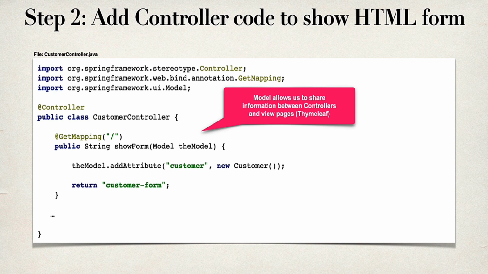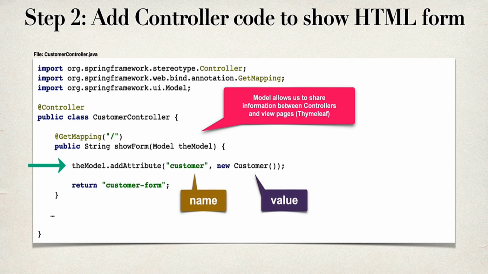data from the model. For the model, we need to create an instance of the customer class and add it as a model attribute. We provide the name and the value. The name is important because this is the name that we'll reference in the HTML form, and also that's the name that we'll use when we process the HTML form. Since we're using HTML form data binding, we must provide a model attribute to the form. Finally, we return the string customer-form, and this will map over to the Thymeleaf file customer-form.html.